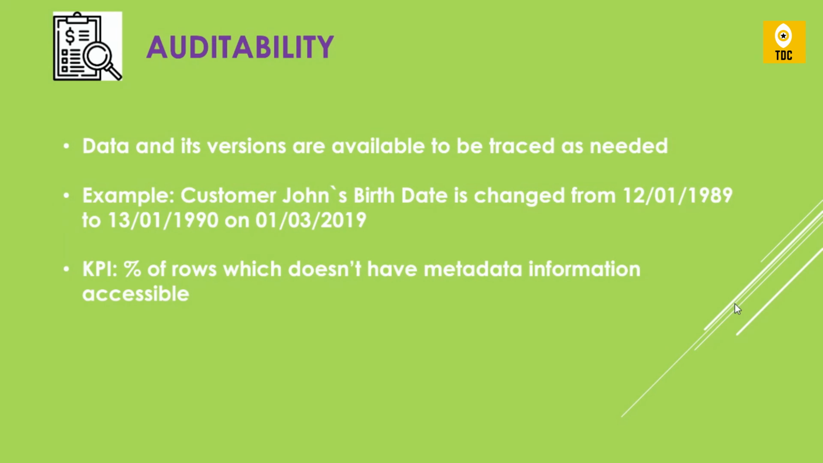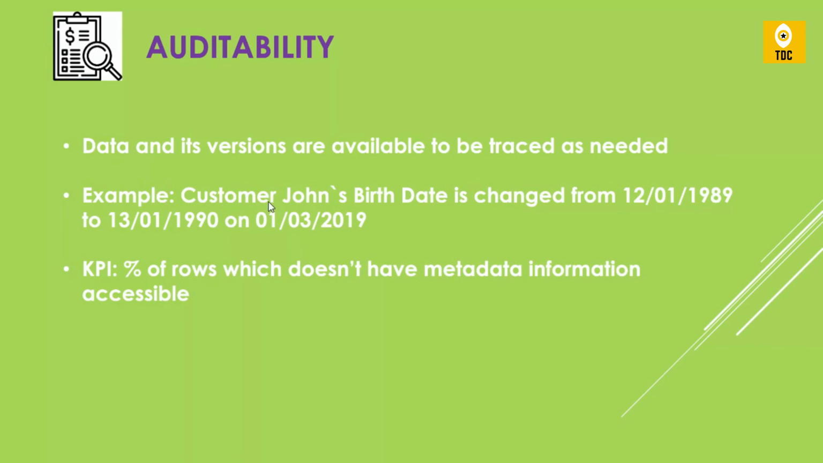And when you talk about auditability, data and its versions are available to be tracked or traced back as needed. That means a customer table or employee table keeps on updating. It is not a static table, definitely. Whenever updates happen on a particular row, there will be old values and new values. The old values should also be maintained as metadata, so that if someone tomorrow wants to see what exactly happened on that particular day, that value X has been changed to value Y, when it changed and who changed it. That entire story can be built if you have auditability maintained. For example, customer John's birth date was changed from so and so to so and so on this particular date.